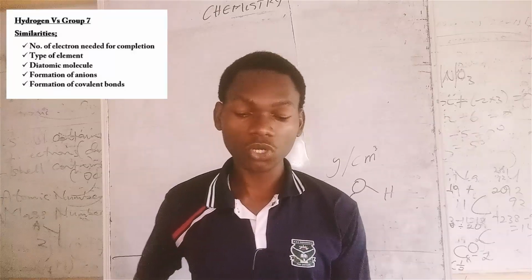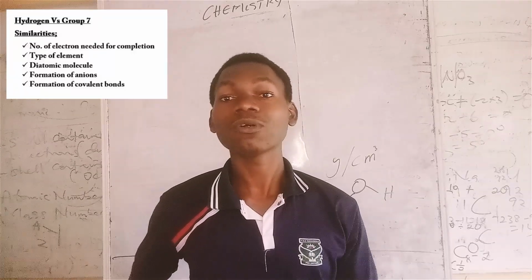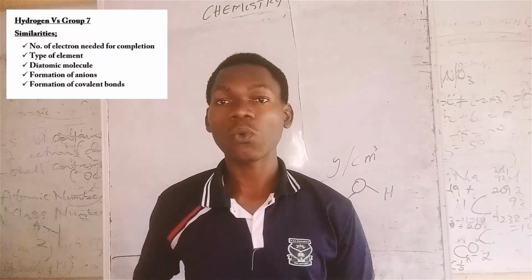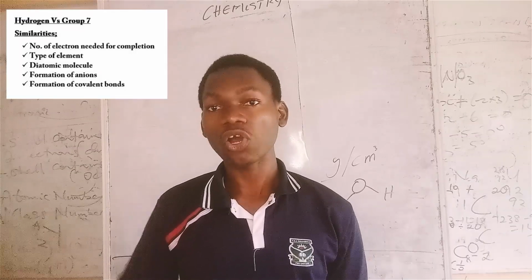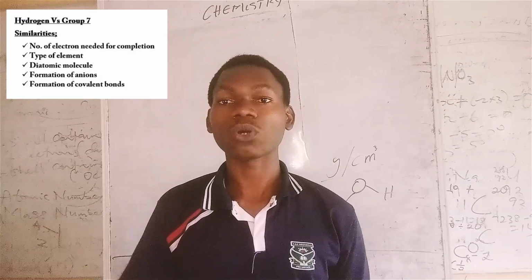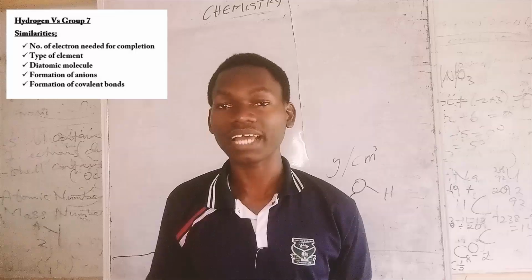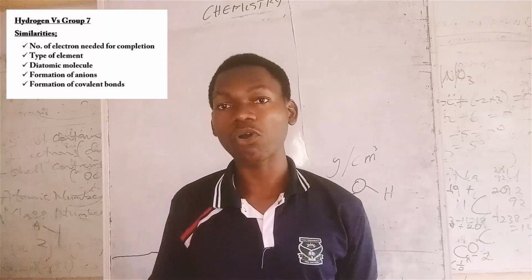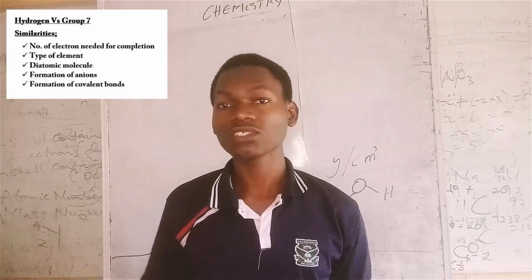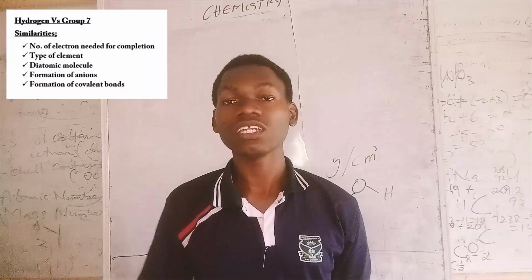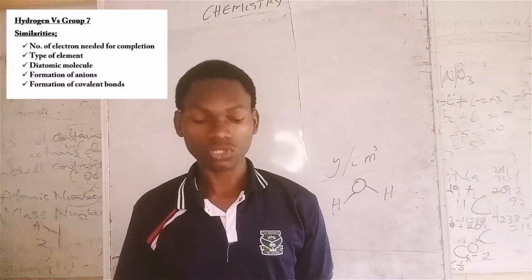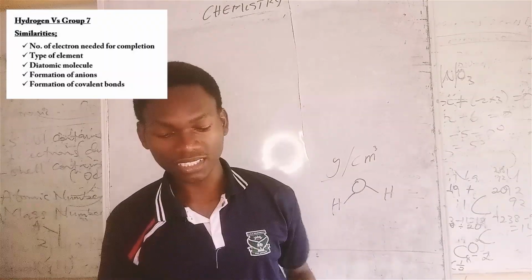And lastly, formation of covalent bonds. Yes, both hydrogen and halogens, when they go into chemical reaction, they always go as what? As equivalent elements, right? So when hydrogen forms a bond, it forms covalent bonding. When halogens also form a bond, they also form covalent what? Bonding.